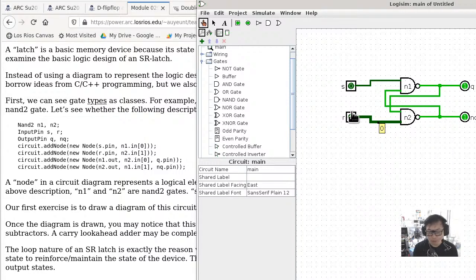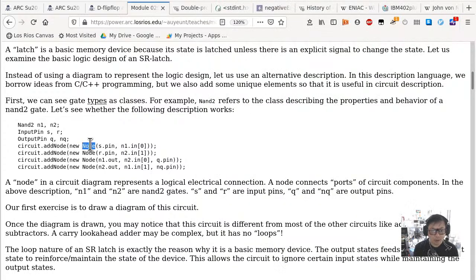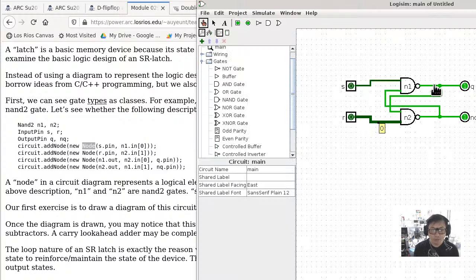But now I hope most of you can see how a node in this kind of representation of a circuit really just corresponds to the same common electrical connection that is simultaneously connected to various ports of various components. So do we have any questions about the equivalency between the text representation and the graphical representation in Logisim? Okay, no questions?